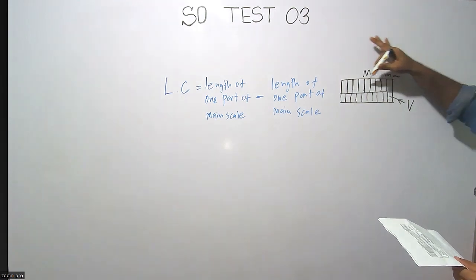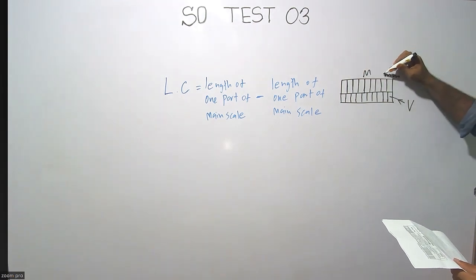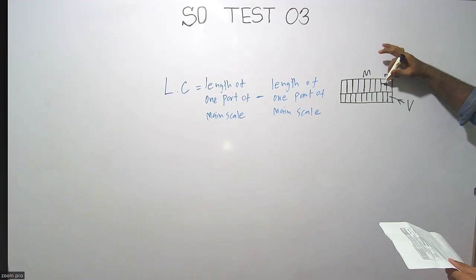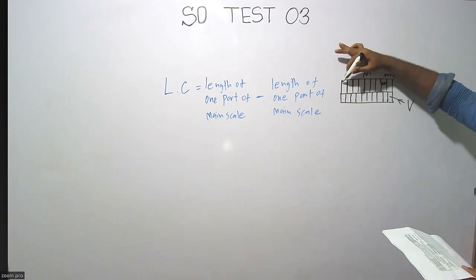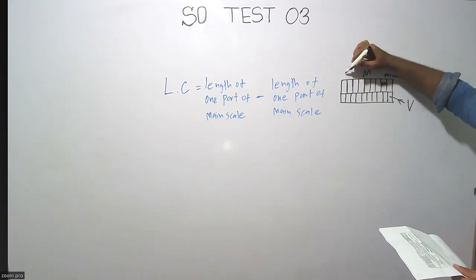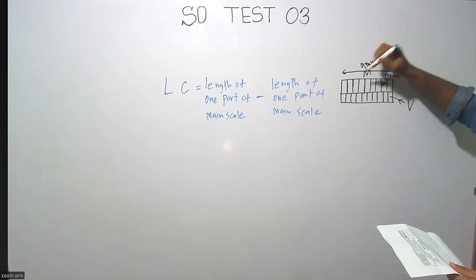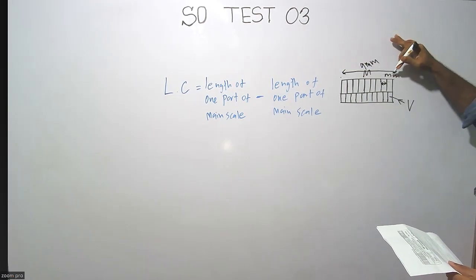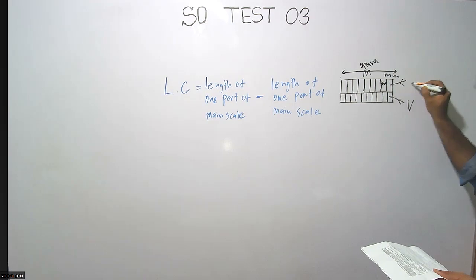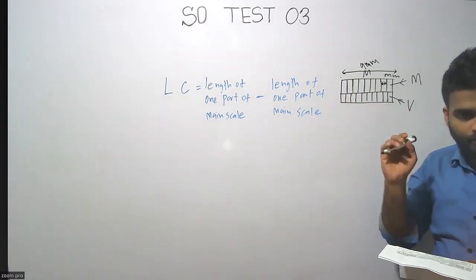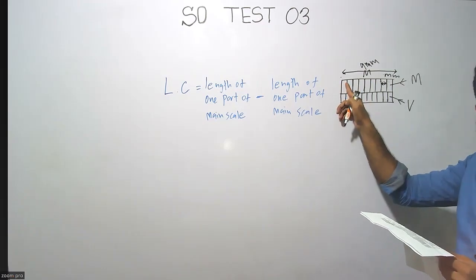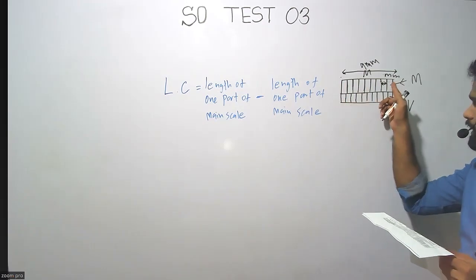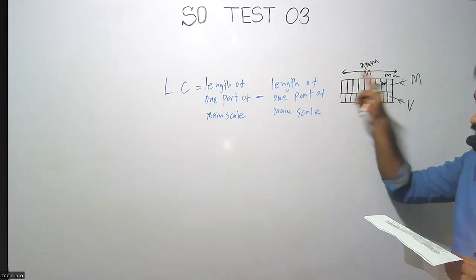Let's say this is the main scale, and it is measured in millimeters. So the length of one part here is 1 millimeter. There are 9 such parts, so the total length of these is 9 millimeters. From here to here, the total length is 9 millimeters. So this is the main scale. Main scale is calibrated in millimeters, so one part is 1 millimeter. There are 9 parts, so the total length is 9 millimeters.